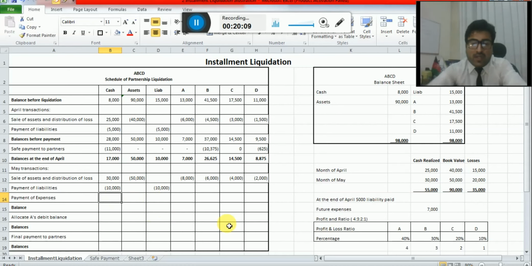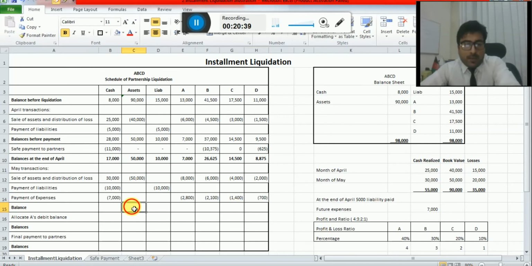How much is future expenses? That is minus 7,000, and you also have to subtract expenses using the same ratio. So we have minus 7,000 multiplied with 0.4, okay, and then drag it to the right. Just change the value. We have 3 here, and then we have 2 here, and then we have 1. Okay, this is the balances of April.